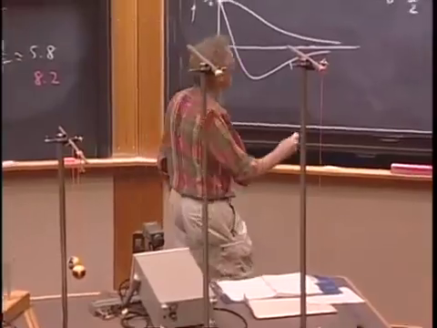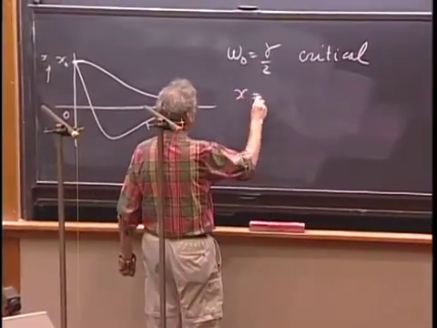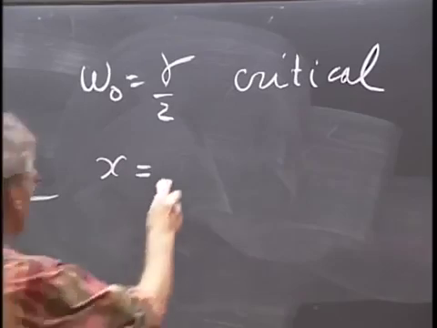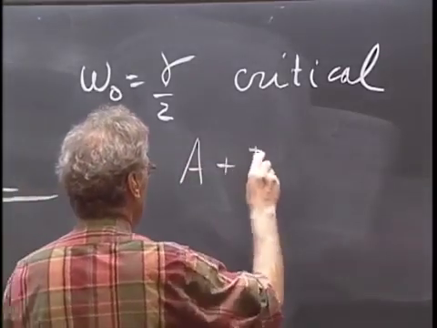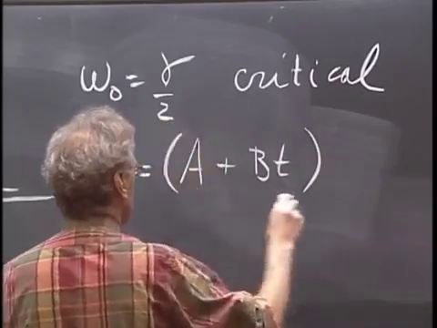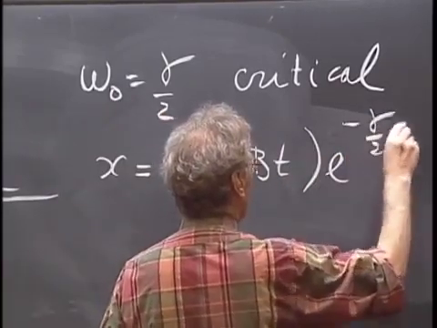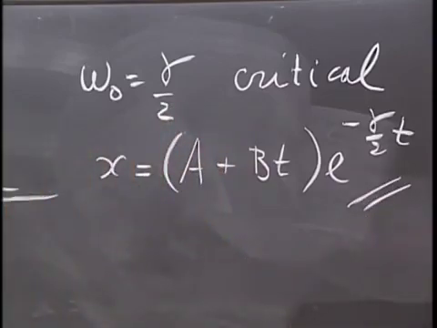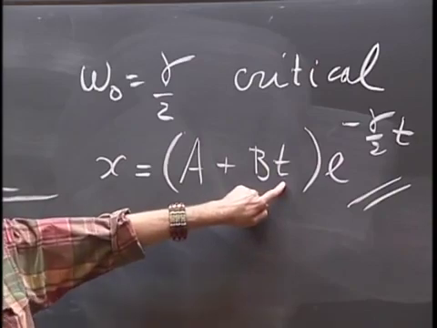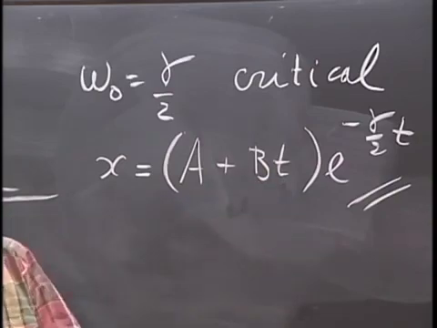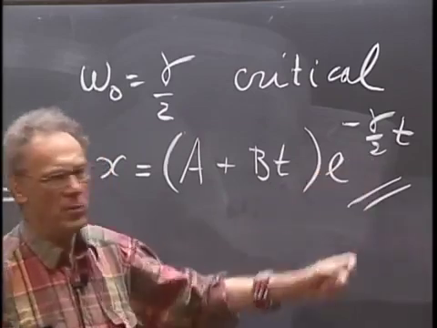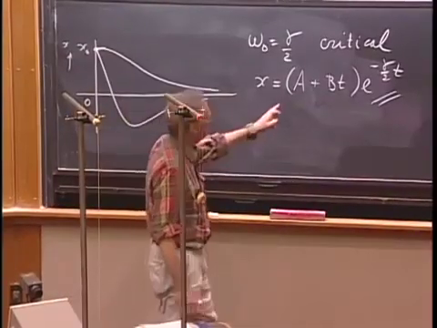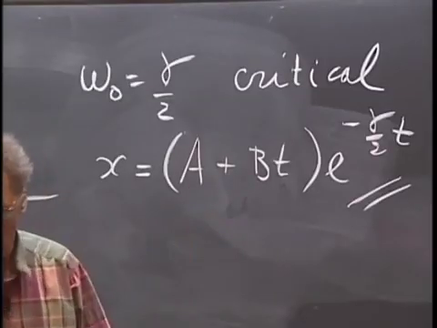And with critical damping, the solution, and I give you this without any derivation, is (A + Bt) times e to the minus gamma over 2 times t. Only one decay time, one exponential decay time, but there is something funny here. There is also a t here. So this Bt is linearly growing in the beginning, but of course the exponential kills it. And again, your two adjustable parameters, A and B, follow from the initial conditions.